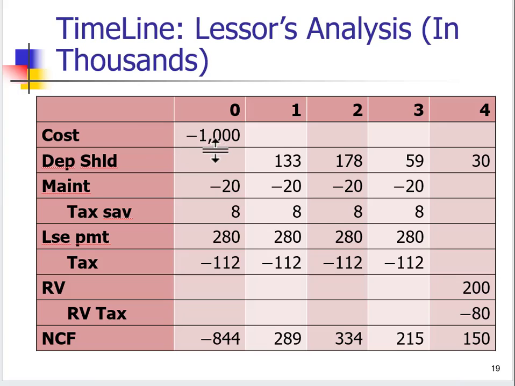But now for the lessor, how are we going to calculate this? We have to have the cost and depreciation of the asset. We're going to pay for the maintenance of that asset. Of course, there's tax savings because that's an expense. We're going to receive the lease payment, and of course, there's a tax on that receipt of revenue. There's the residual value at the end, and the residual value tax we have to pay. So this, in the end, is going to provide us with a very basic net cash flow from the lease itself.